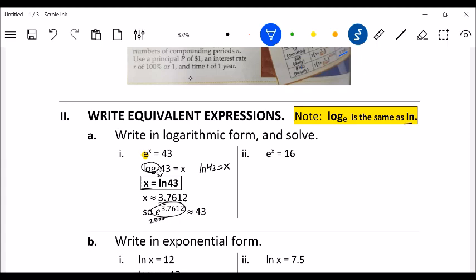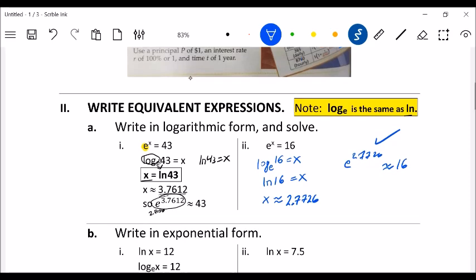Let's take e to the x equals 16. I'm going to rewrite it now: log using base e of 16 is equal to x, and log base e is the natural log. Now you can put that in the calculator and see that x is approximately 2.7726. Like other logarithms, you go to 4 decimal places. Then you can check that by doing e to the 2.7726, and you would find that it does approximately come to 16. Check.